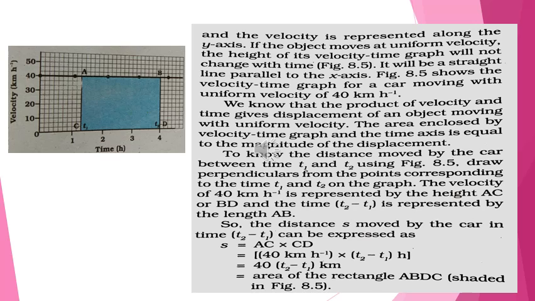Why? See here, what is the area of the rectangle? The area of the rectangle, we are aware, is length into breadth. The breadth is 40 km per hour, because it is the velocity. And if you want to calculate the length, the length is from t1 to t2. So from t2 we subtract t1, then we get the length, which is equal to CD.